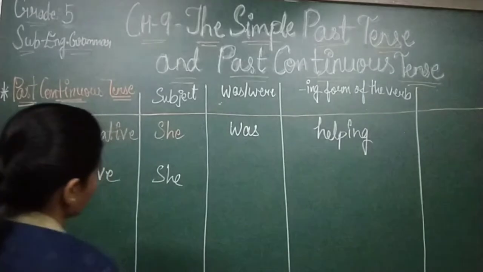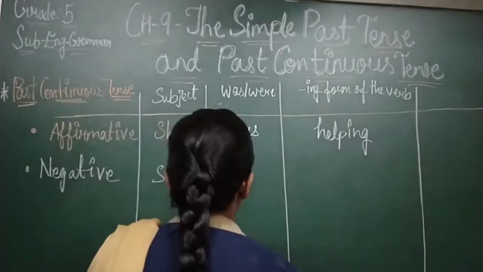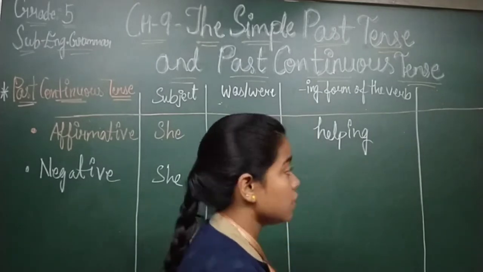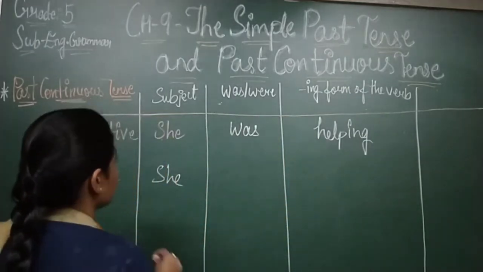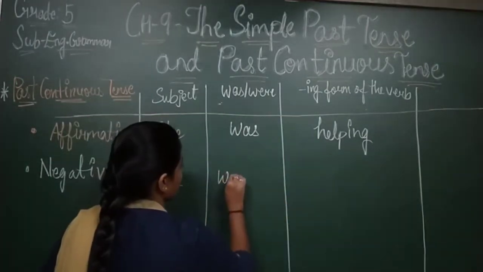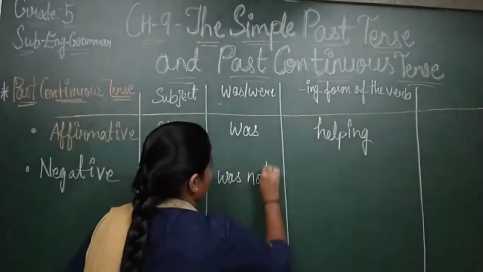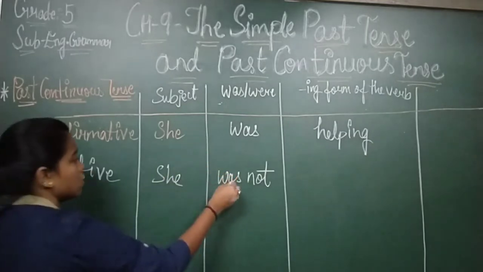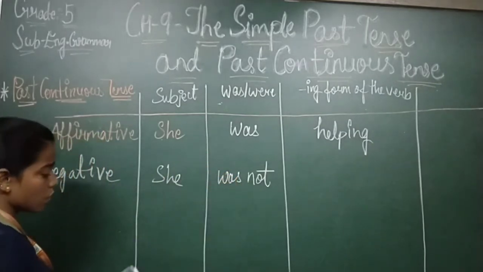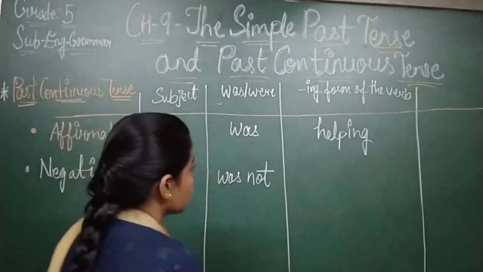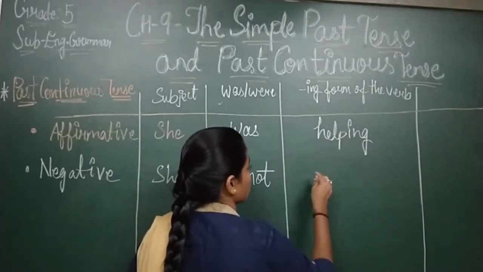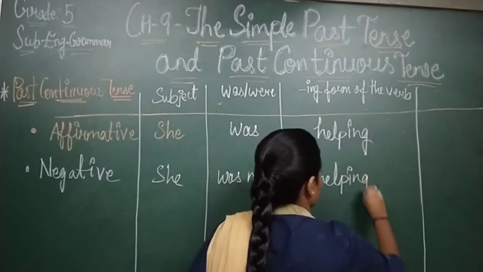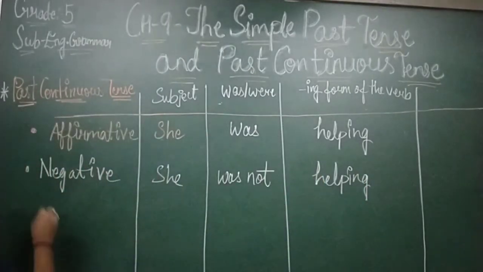Now here what I will use? In the negative we use no, not, none. Yes? So what I will use? She was not. So it forms in the negative. I use the was here. Okay. So what I will use in that? She was, as it is, we will use in this the helping.